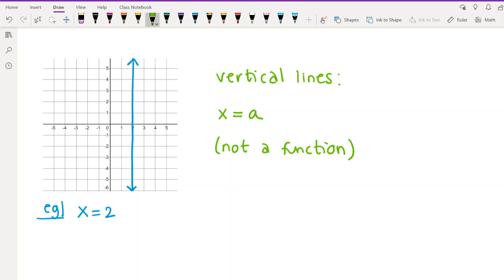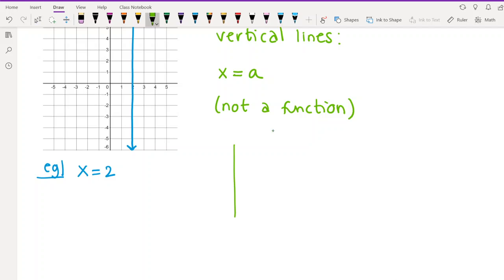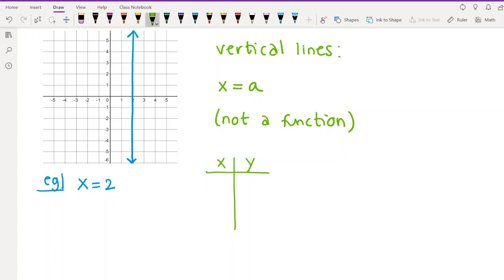Another way of thinking about it is that if you were to try to make a table for this, let's say you tried to make a table, and think about what would be the different x and y coordinates. Well, the x coordinate would always be 2, right? And maybe I'll even write this as f of x just to show you why this doesn't work. So you would say x is equal to 2, f of x is equal to 0; x is equal to 2, f of x is equal to 1; x is equal to 2, f of x is equal to 2.